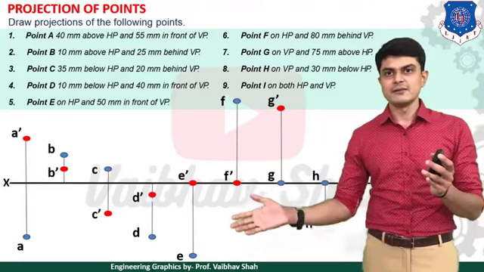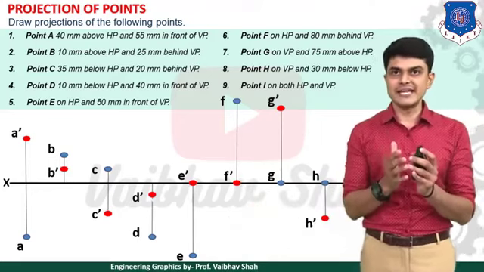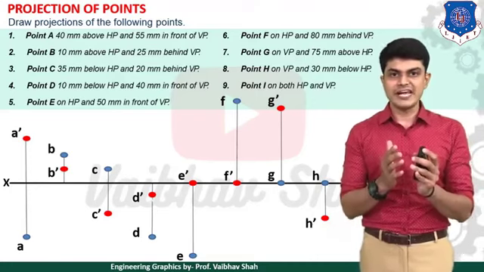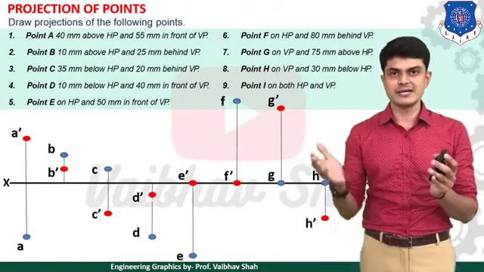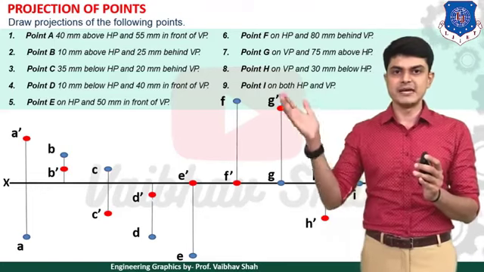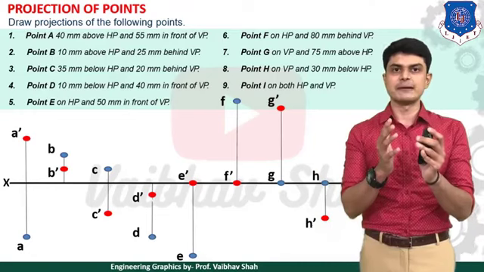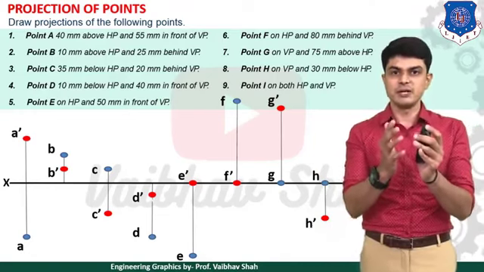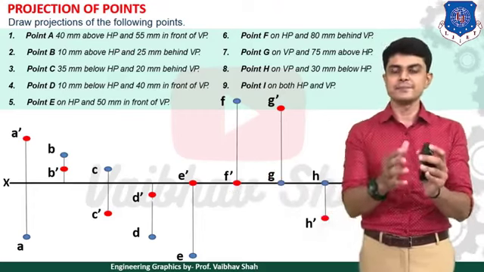So let us draw point E. Here point E is on HP and 50 mm in front of VP, right? So point E is on HP means your point E dash would be on XY line itself. So let us plot your point E dash on XY line itself. Then after, we have 50 mm in front of VP. So we need to draw point E, which is 50 mm below XY line, because in front of VP means our answer would be below XY line. So let us draw point E, which is 50 mm below your XY line.